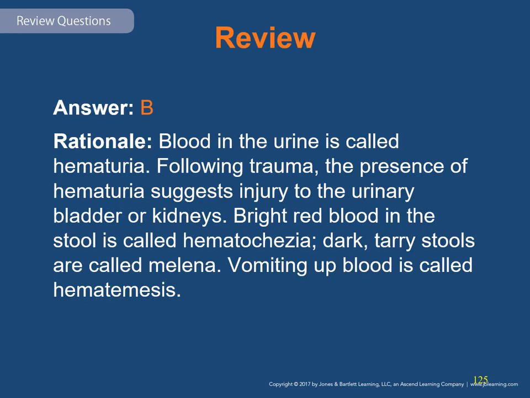Blood in the urine is called hematuria. Following trauma, the presence of hematuria suggests injury to the urinary bladder or kidneys. Bright red blood in the stool is called hematochezia. Dark tarry stools are called melena. Vomiting up blood is called hematemesis.